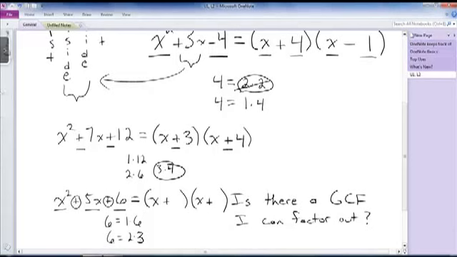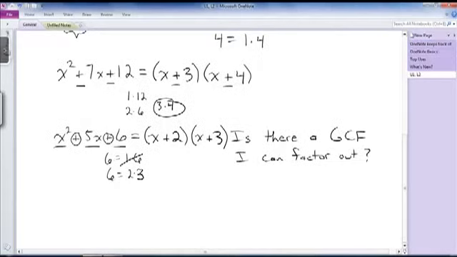So, which one of those adds up to 5? Well, 1 plus 6 would be 7. That's out. 2 plus 3 is 5. So there we have it. x plus 2 times x plus 3 is the factored form of that polynomial. And I'm going to keep going down. Give me some more space.